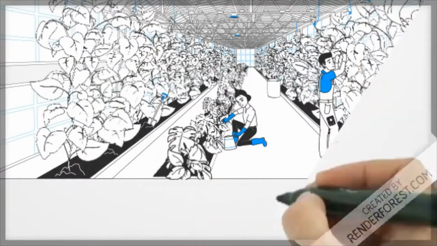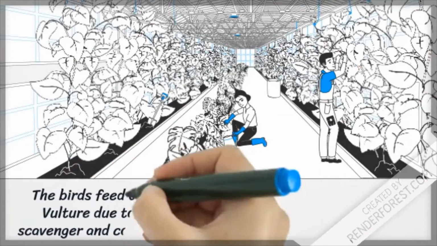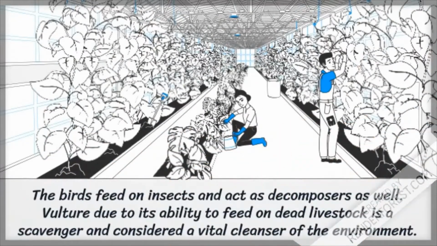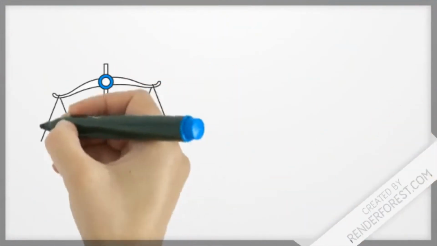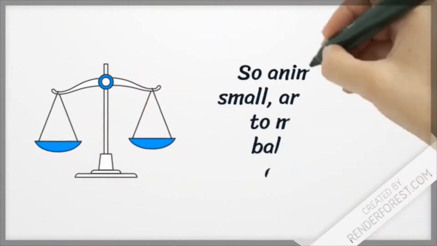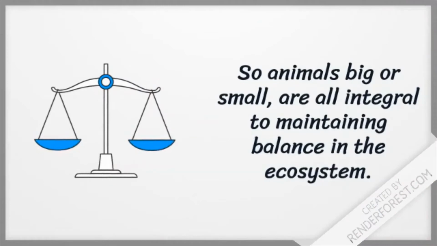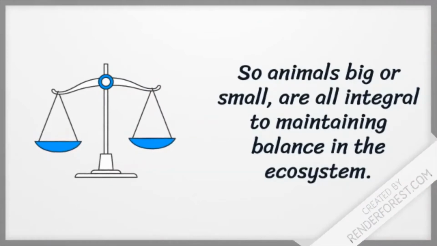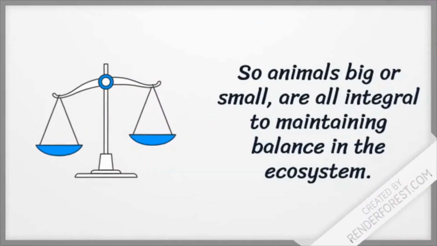The birds feed on insects and act as decomposers as well. Vulture, due to its ability to feed on dead livestock, is a scavenger and considered a vital cleanser of the environment. So, animals, big or small, are all integral to maintaining balance in the ecosystem.